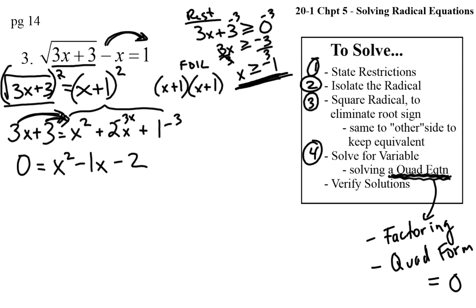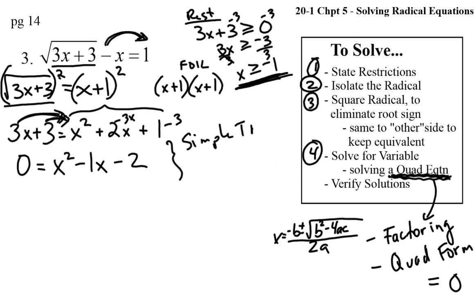You could plug into the quadratic formula: x equals negative b plus or minus the square root of b squared minus 4ac over 2a. Or you could identify, this is a simple trinomial. And a simple trinomial, what multiplies to negative 2 but adds to negative 1? Well, if you're good with your factoring, multiply to negative 2 but add to negative 1 is a negative 2 and a positive 1. Negative 2 times 1 is negative 2. Negative 2 plus 1 is a negative 1.